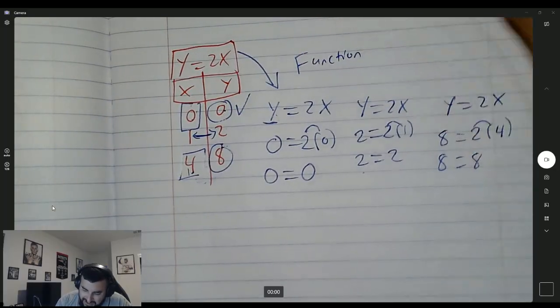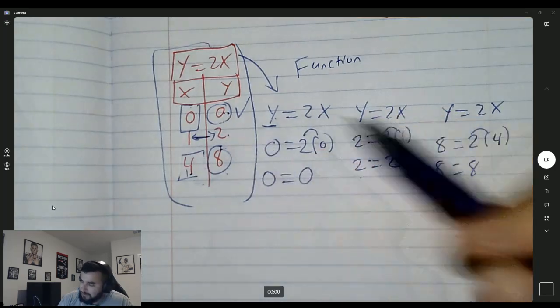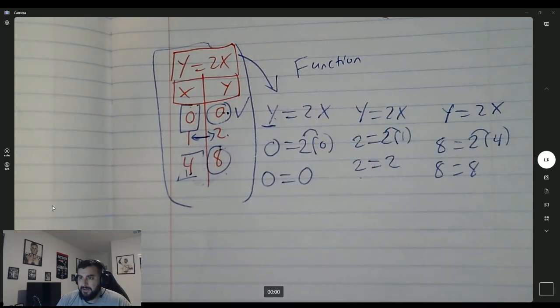Because imagine this was a factory machine. You just put all the parts that it needed for it to work. Okay? So good job there.